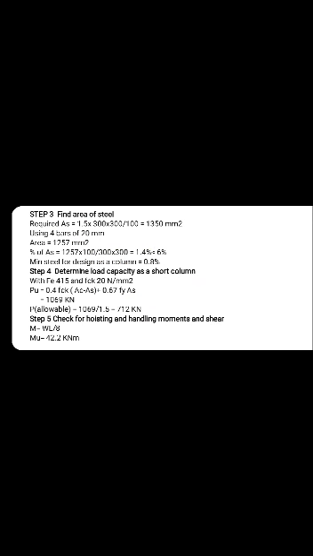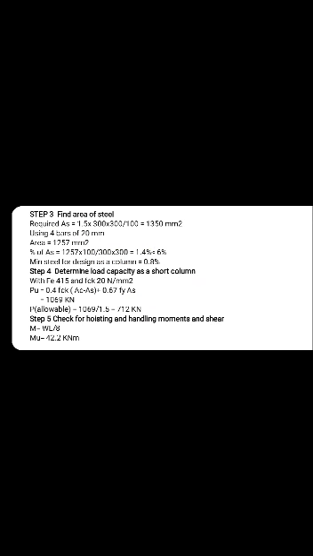Next step 3, find area of steel. Required AS equal to 1.5 into 300 by 300 by 100, and 1350 mm square is obtained. Using 4 bars of 20 mm, the area is obtained as 1257 mm square. Percentage of AS is obtained as 1.4 percentage. Maximum allowed percentage is 6 percentage. Therefore, minimum steel for design as a column is 0.8 percentage.